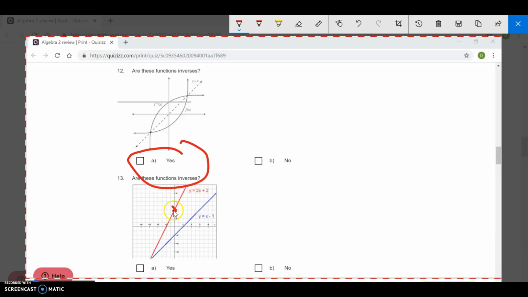So let's pick a point. Here's the point, 0, 2. If I were to take 0, 2 and reflect it, it should come out to 2, 0. Well, if I look there and graph 2, 0, I'm going to put a dot there now. There's 2, 0. Does that land on the blue line? Well, obviously it doesn't. So if it doesn't land on the other graph from the original, it is not an inverse.